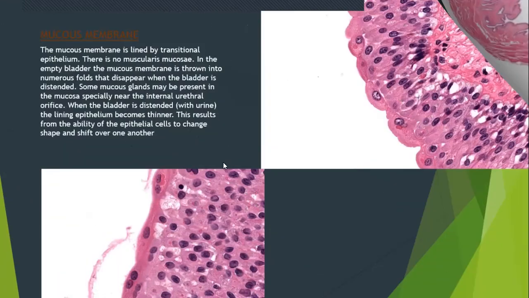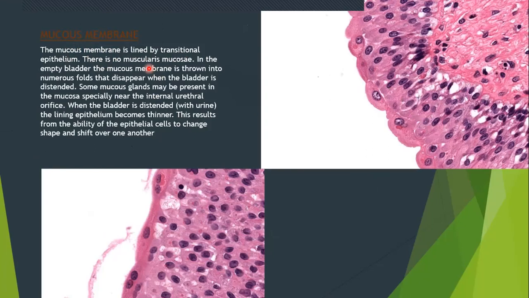Now, the mucosa is lined by transitional epithelium with no muscularis mucosa. Muscularis mucosa is only found in the GIT. Now, in an empty bladder, the mucous membrane is drawn into numerous folds that disappear when the bladder is distended. Some mucous glands might be present, especially near the internal urethral orifice. When the bladder is distended, or when it is filled with urine, the lining epithelium becomes thinner.